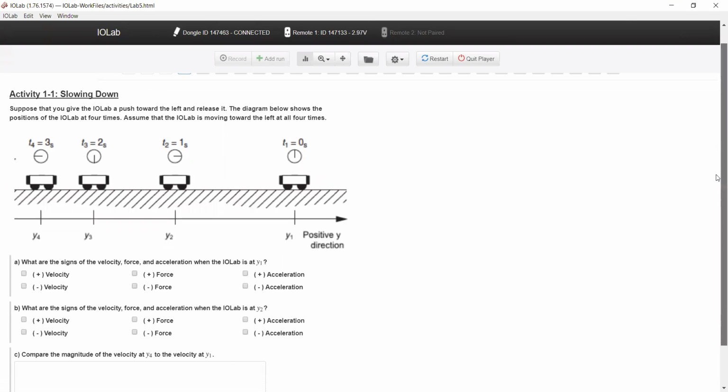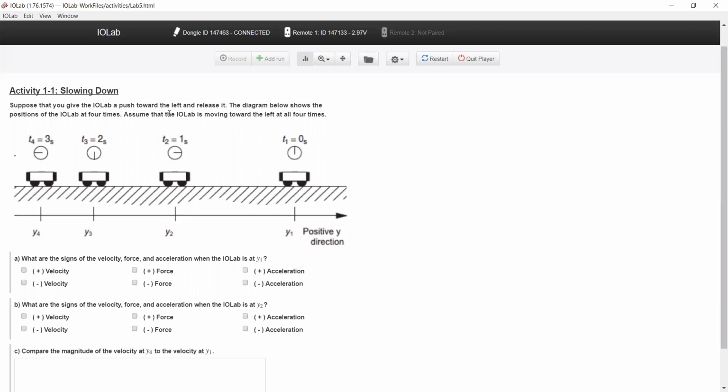Suppose that you give the IOLab a push toward the left, and the diagram shows the position of the IOLab at different times. Assume that the IOLab is moving toward the left at all four times. What are the signs of velocity, force and acceleration when the IOLab is at y1? Since we already know velocity will have the same sign as the direction it is moving in, if it is moving in the negative direction, it will have a negative sign. If it is moving in the positive direction, it will have a positive sign. So what are the signs of the velocity? You may go ahead and make a decision.